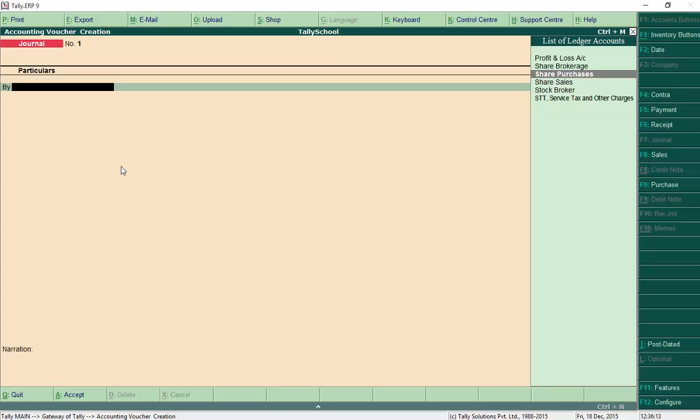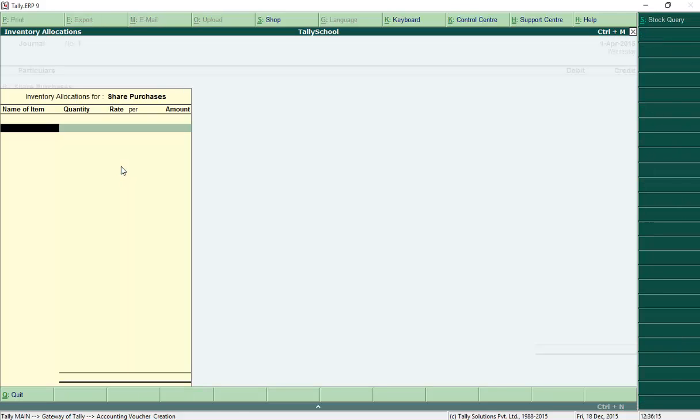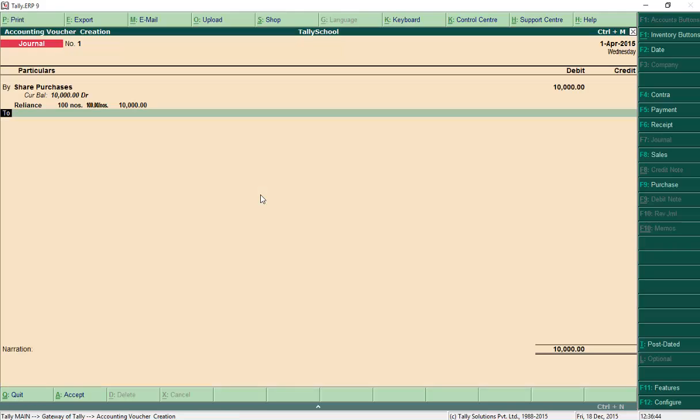So let's say we are buying under share purchases. We are buying Reliance, and as I've set inventory allocations to yes for share purchases, it will show me the stock items allocation. There I've also created Reliance right now in front of you. So select Reliance by pressing R. Now quantity, let's say 100. Rate, let's say hypothetically the rate is also 100. So in total we have bought 10,000 rupees of Reliance stock, and just press enter and save it.